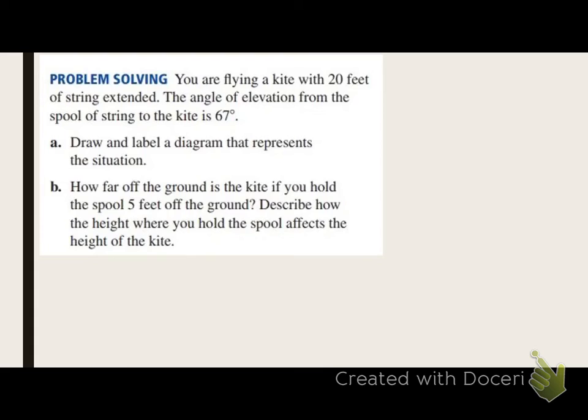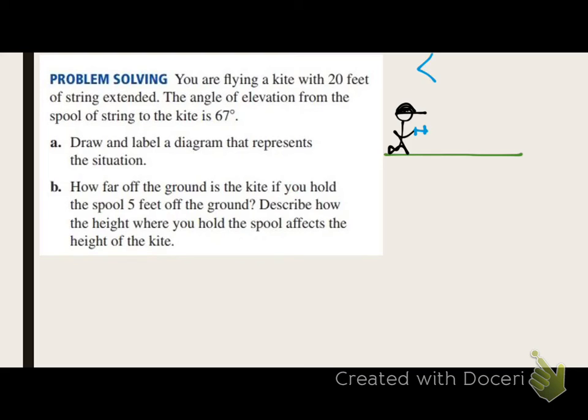So we're flying a kite. What are we standing on when we fly a kite? The ground. Draw the ground. We are holding a spool of yarn. So you're going to draw yourself. Drawing a ball cap because it's not a hair wash day. You're flying a kite with 20 feet of string extended. So a spool looks like this.